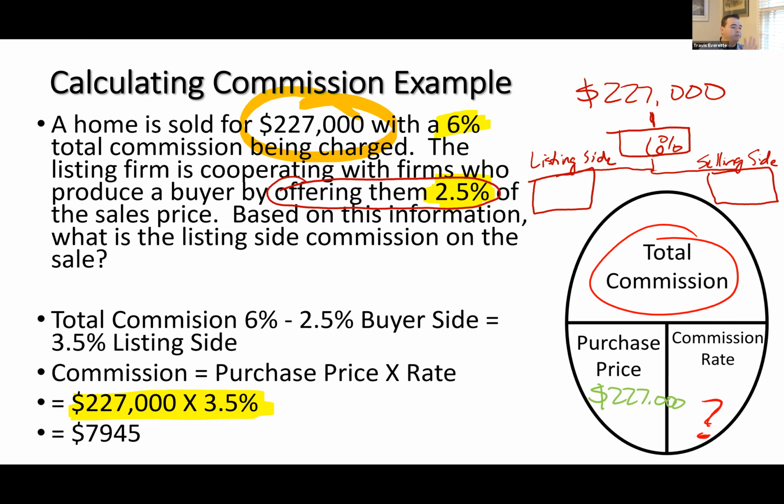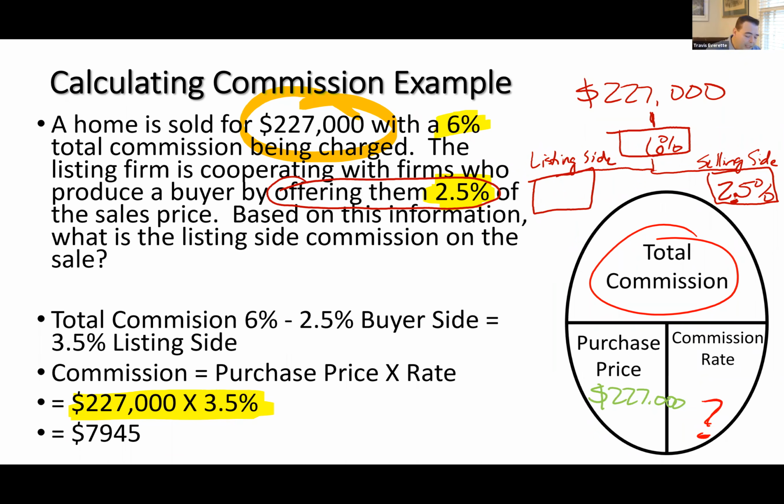This is going to be worded one of two ways. Either the listing firm is keeping a certain amount, in which case that's the listing firm side of the thing, or they are paying or offering or sharing or giving some number. In this case, it says the listing firm is offering 2.5. So the listing firm is not keeping 2.5. They're offering it to other people. So they're sending the 2.5% over here. Make sure we know it's 2.5, not 25. They're sending the 2.5% over there to the selling side of the transaction.